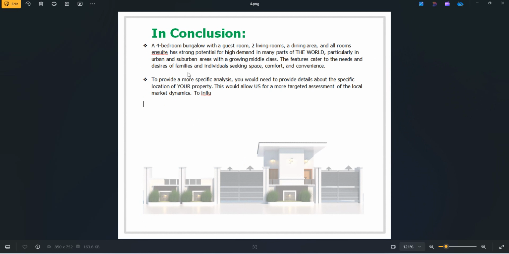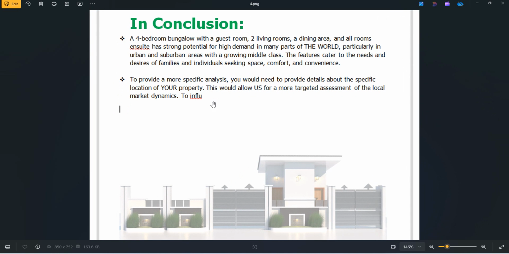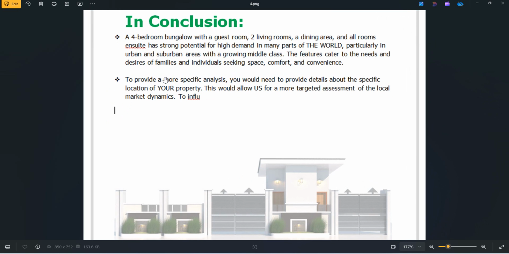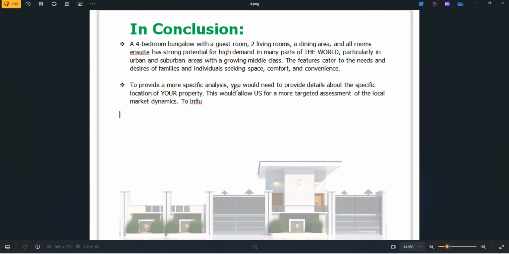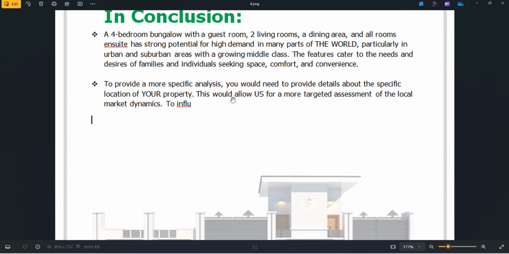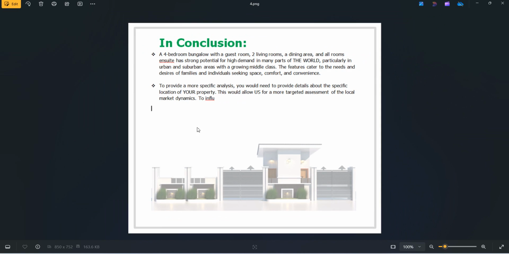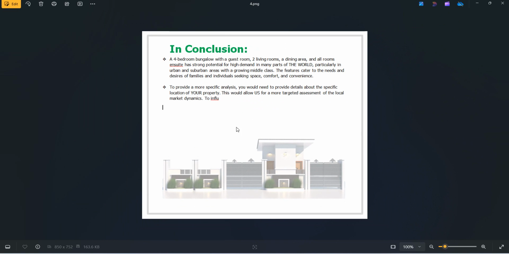Now, in any aspect, if you decide that, okay, you want us to get you a design, what we need is for you to provide a specific analysis. So we're going to ask you some questions, because when you want to meet a designer, something like this needs to come up. We need you to provide details about the specific location of your property, and this will allow us a more targeted assessment of local market dynamics, which will influence our design.